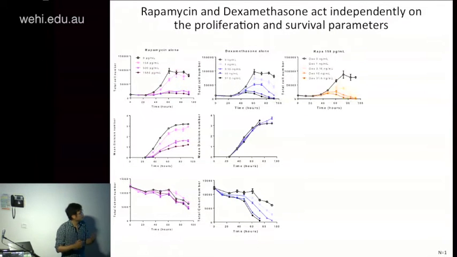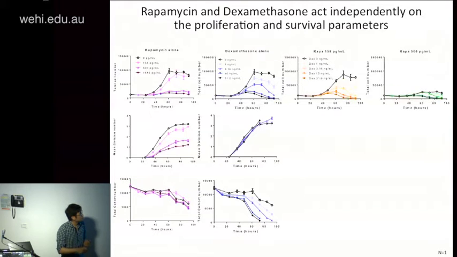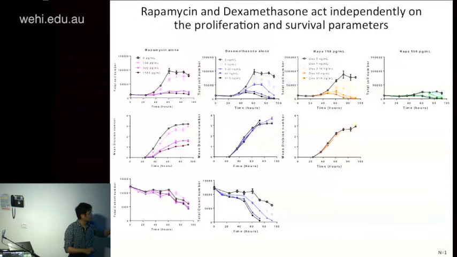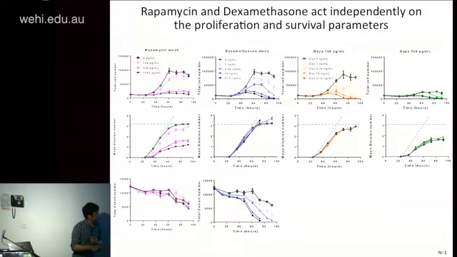If you were to combine them, you can see that with increasing doses of dexamethasone, you get a decrease in the total cell numbers. And if you explore the effects on proliferation, you can see that dexamethasone does not enhance the effect of rapamycin on proliferation. This effect that you see is only by rapamycin alone at 158 picograms per ml. If you look at the effects of rapamycin at 150, you can see that dexamethasone also doesn't enhance the effects on proliferation.